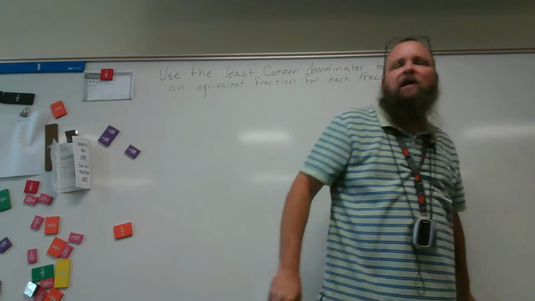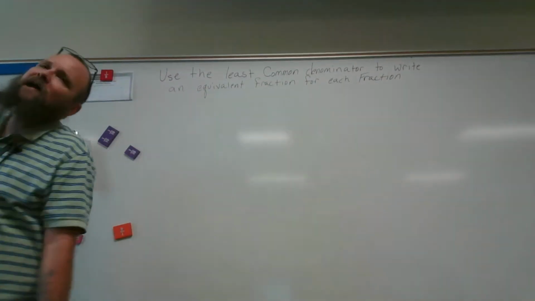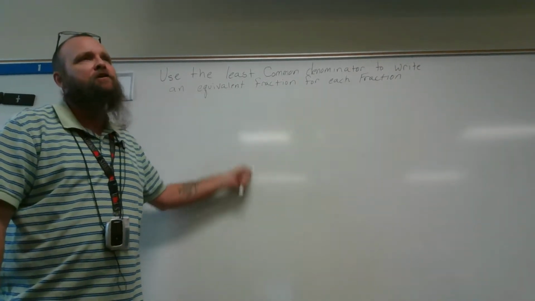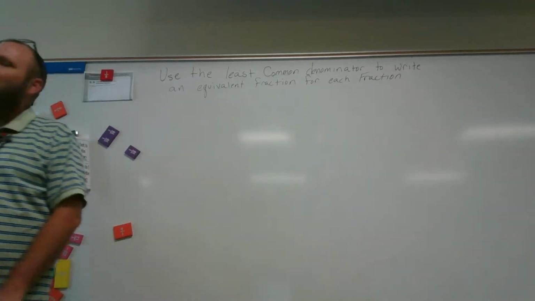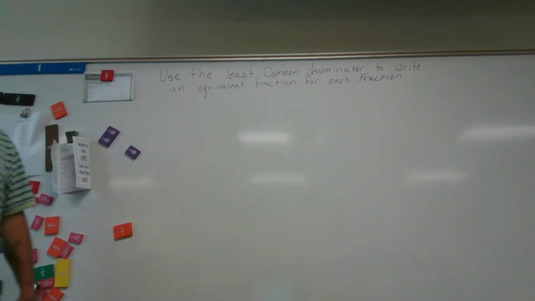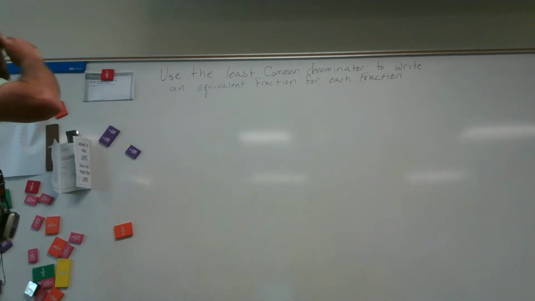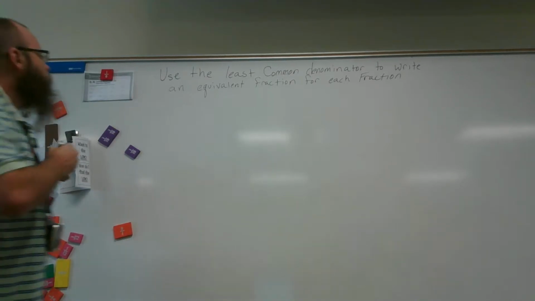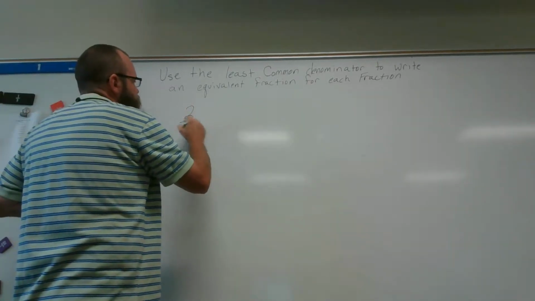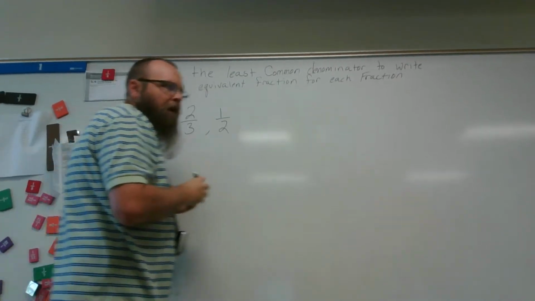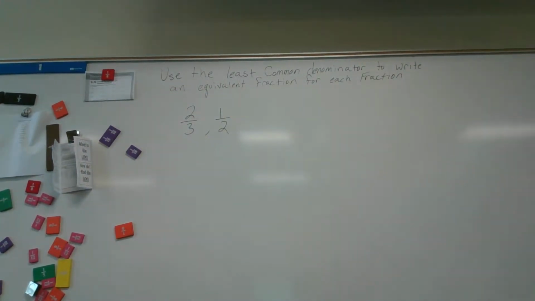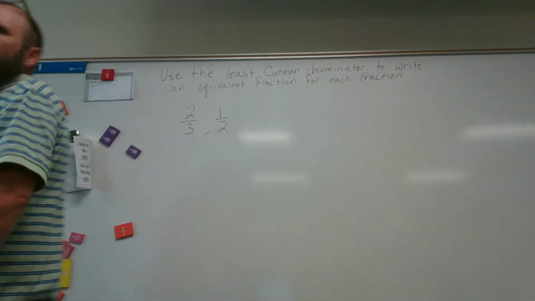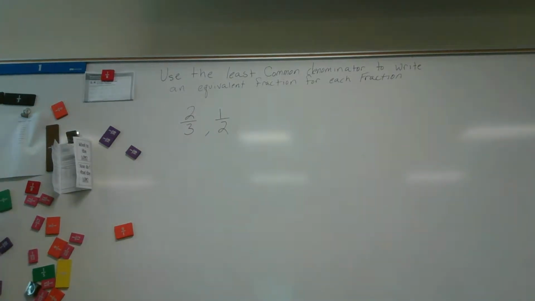Alright, so let's look at another problem. Because what you're going to have to do from now on as we start moving into fractions, you have to change the two fractions so they have a common denominator. That's the way I roll. So let's look at 2/3 and 1/2. I have the fraction 2/3. I have the fraction 1/2. Gunner, do you have any idea what the least common denominator for 3 and 2 is?